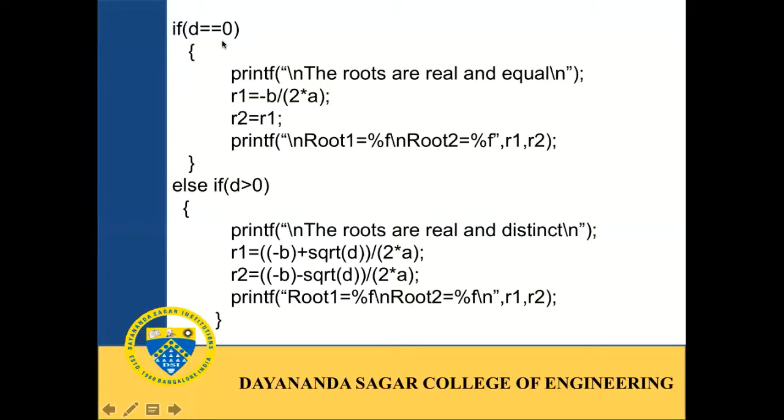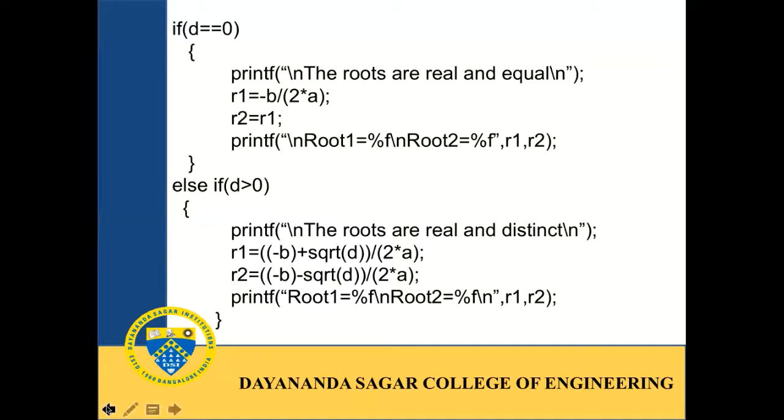If this condition fails, then it will go to the else if statement, wherein we will be checking another condition. That is, else if d greater than 0. If d is a positive value, what happens? If d is a positive value, we know that the roots are real and distinct, right? Those are not equal, they are distinct. So we need to calculate both of those roots R1 and R2. R1 will be equal to minus b plus square root of d divided by 2a. Other root will be minus b minus square root of d divided by 2a.